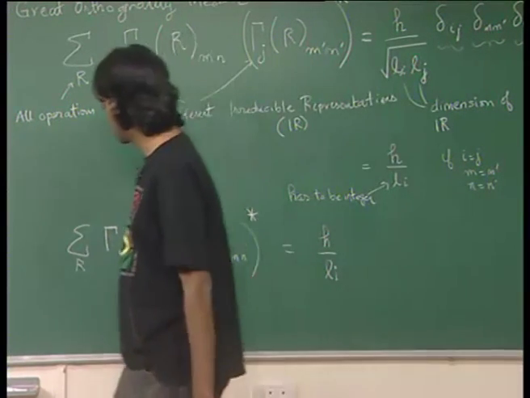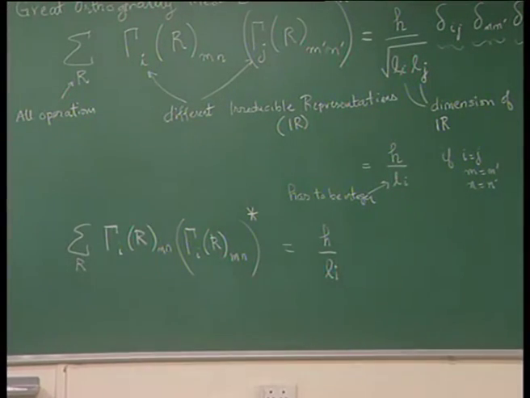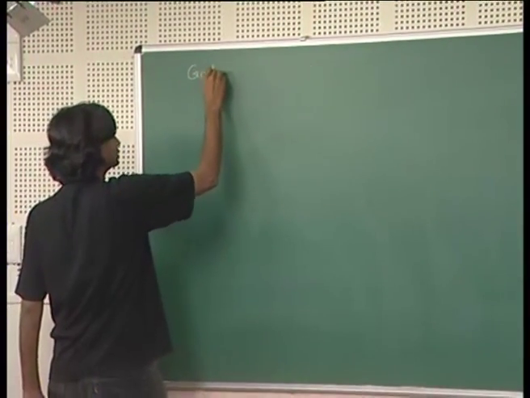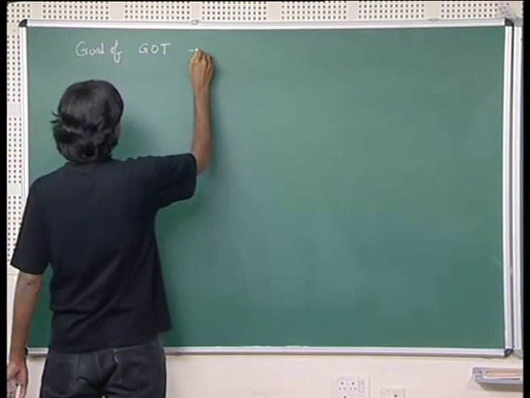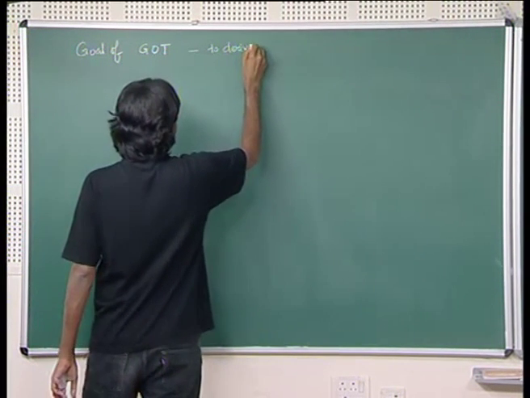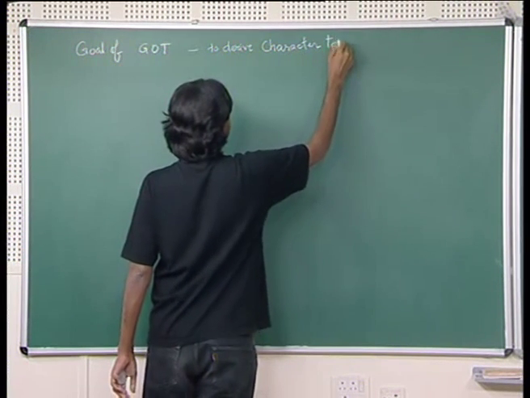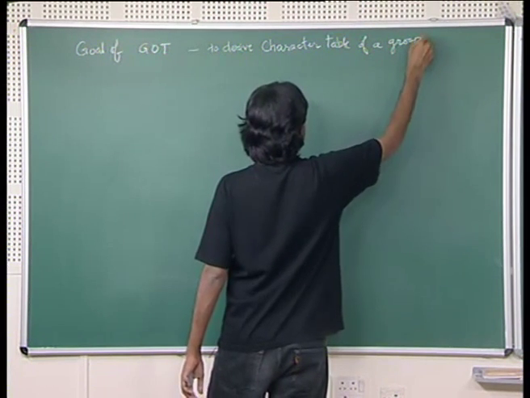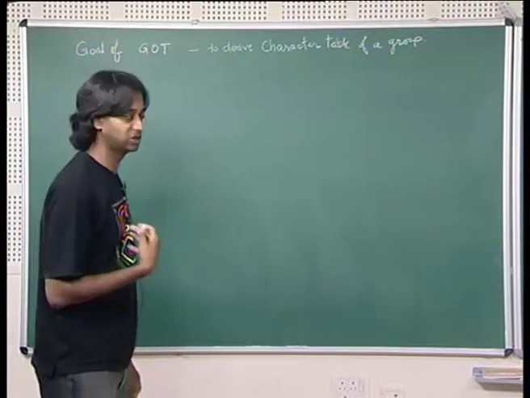Before that, I just want to tell you where we are trying to go with all this. Okay. So, why are we interested in the great orthogonality theorem, and what is the significance? Okay. So, the goal of GOT is to derive the character table of a group. In other words, we want to actually work out what the character table of any group is.